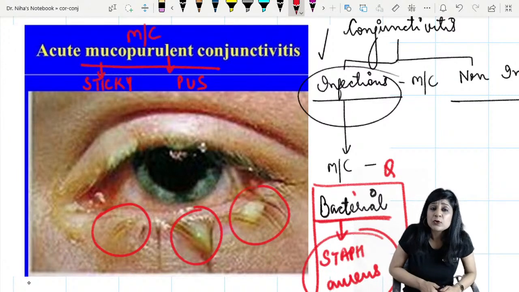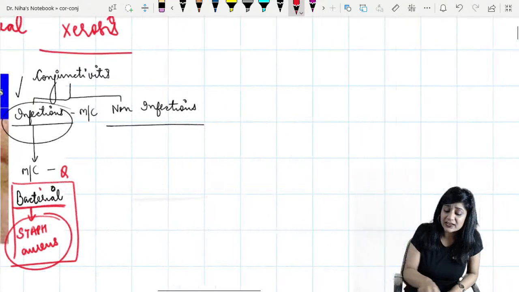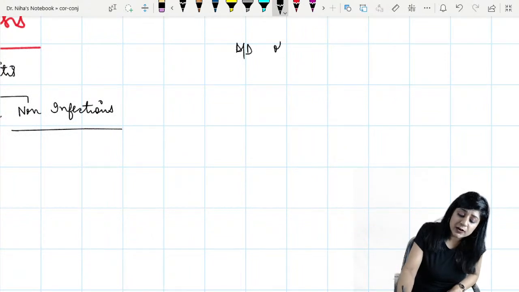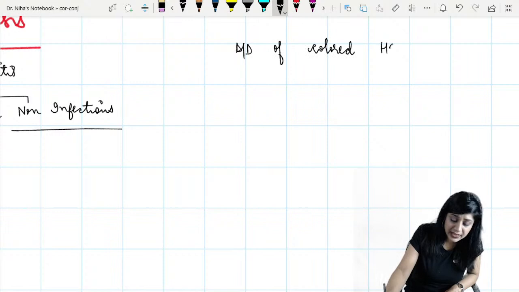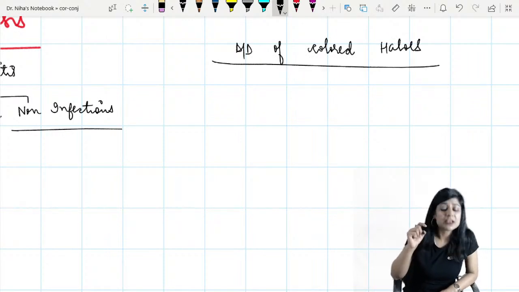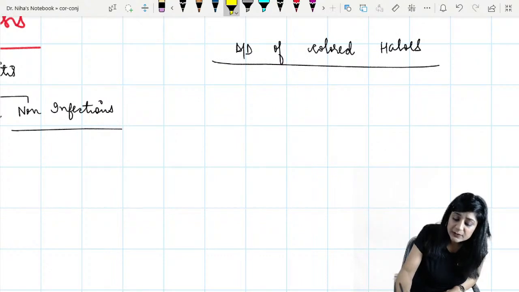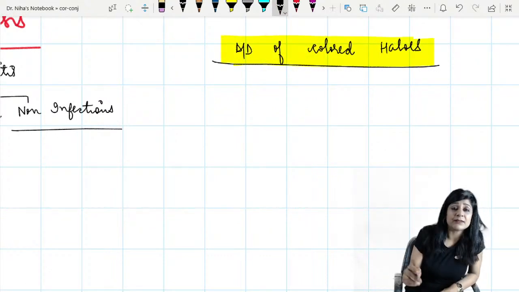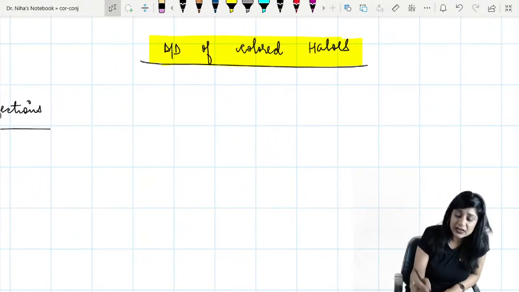Acute mucopurulent conjunctivitis is a very, very important DD of the colored halos. Another important question when I talk about the colored halos. It is a very, very important DD. Now, who will tell me the DD of colored halos? I have been telling you this so many times. What is the DD of the colored halos?